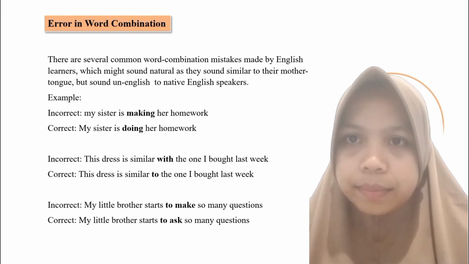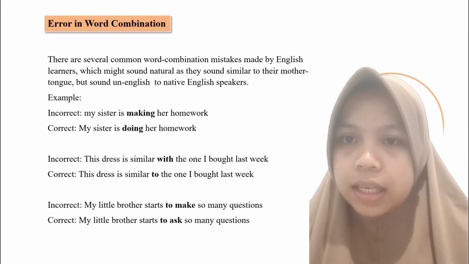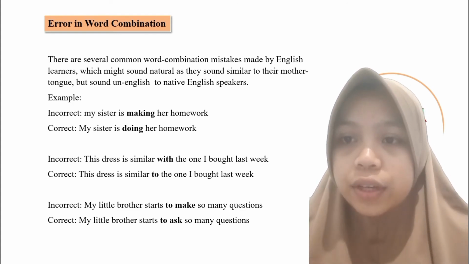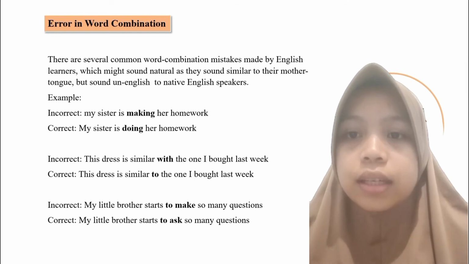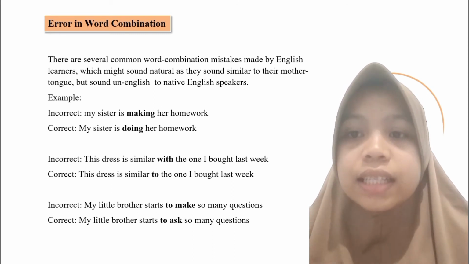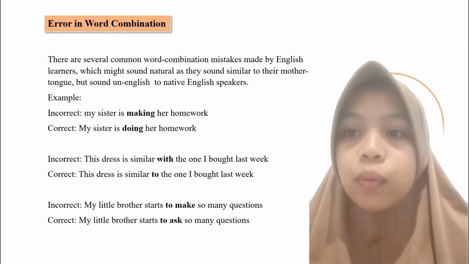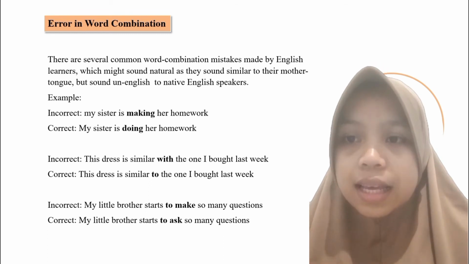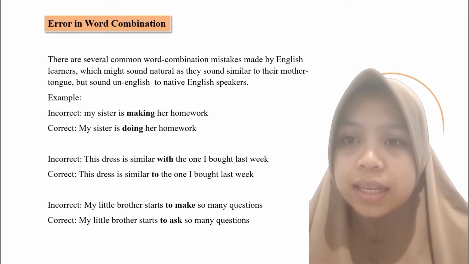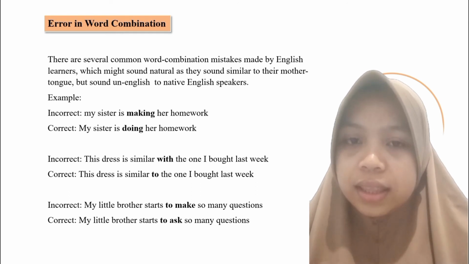And the next example is, as you can see, the incorrect sentence is, this dress is similar with the one I bought last week. And the correct sentence is, this dress is similar to the one I bought last week. So, in the sentence, we use similar to, not similar with.